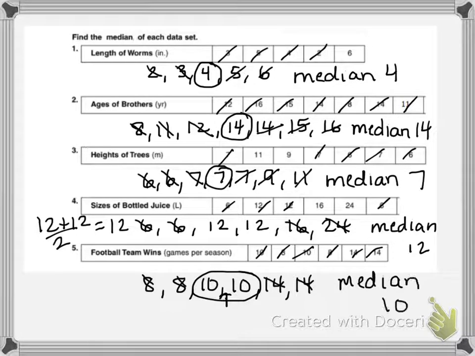Now let's say the 2 numbers were different. Let's say, for example, I had a 12 here instead. We're going to follow the same steps, and we would add those 2 numbers together and still divide by 2. 10 plus 12 is 22, and 22 divided by 2 is 11. So in that case, if we didn't have 2 10s and we had a 10 and a 12, the median would be 11 instead.